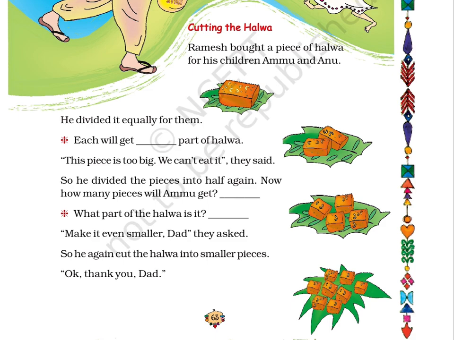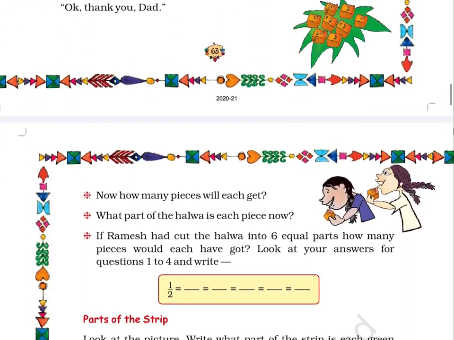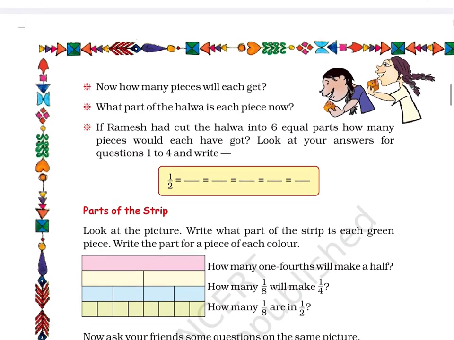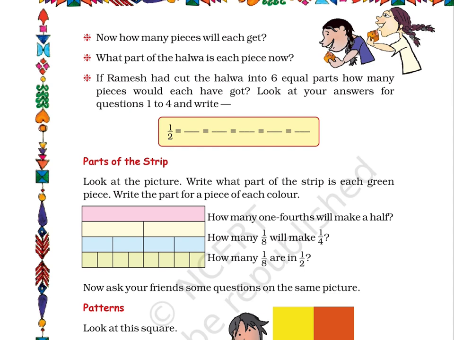Page 64. Now how many pieces will each get? What part of the halwa is each piece now? If Ramesh had cut the halwa into 6 equal parts, how many pieces would each have got? Look at your answers for questions 1 to 4 and write. 1 by 2 is equal to dash by dash is equal to dash by dash is equal to dash by dash is equal to dash by dash is equal to dash by dash.